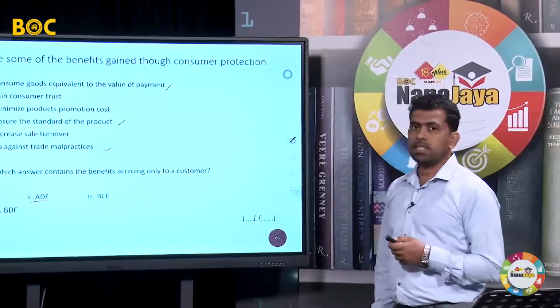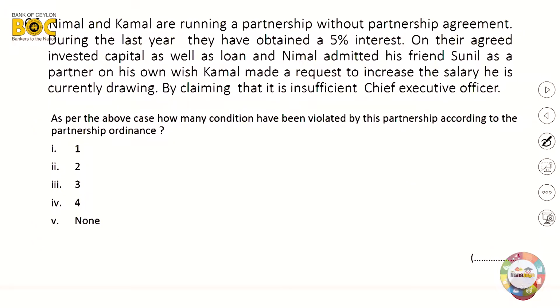Question number 66. Nimal and Kamal are running a partnership without a partnership agreement. During the last year, they have obtained 5% interest on their agreed invested capital as well as loan, and Nimal admitted his friend Sunil as a partner on his own, on which Kamal made a request to increase the salary he is currently drawing by claiming that it is insufficient. As per the above case, how many conditions have been violated by this partnership according to the partnership ordinance?